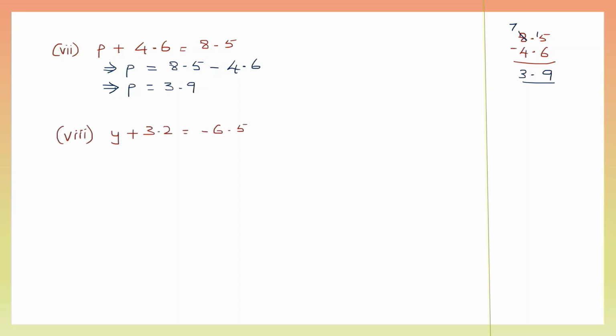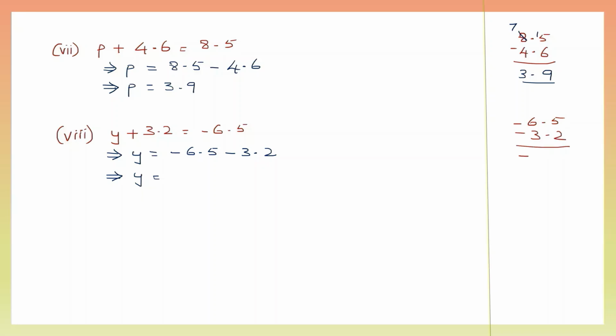Question 8. Y plus 3.2 equals minus 6.5. So let's find Y. Y is equal to minus 6.5 and we are transposing plus 3.2, so it becomes minus 3.2. So let's find the value of Y by taking these two numbers, minus 6.5 and minus 3.2. When signs are the same, put the same sign and add.